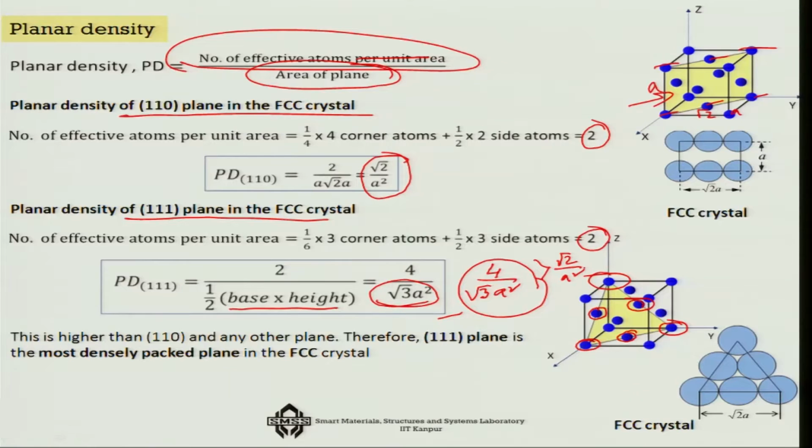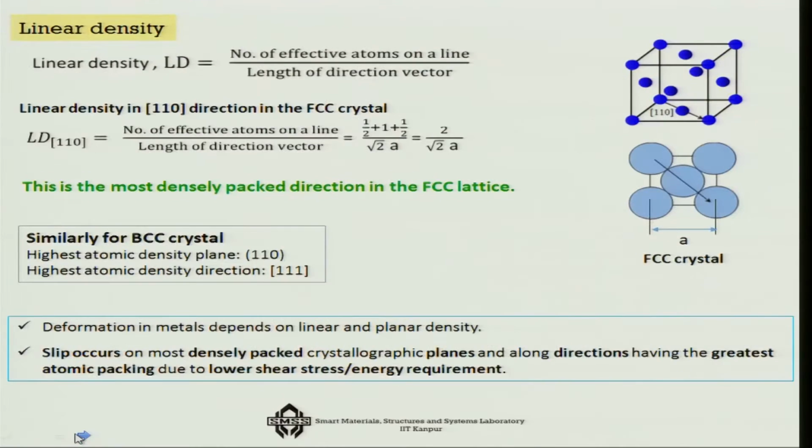As a result, you can say that the 111 plane, this diagonal plane, is actually more densely packed, definitely more than 110, and you can check all other planes and you will see this is actually the most densely packed plane. This you have done for one case, similarly you can do it for the other cases.